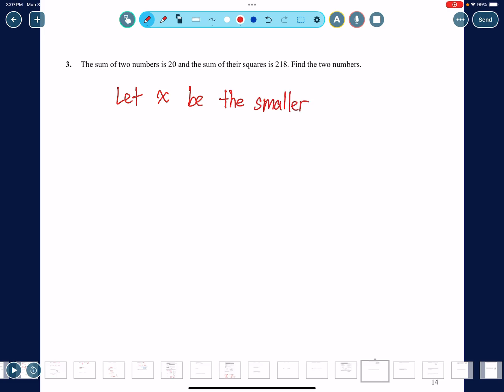Unless they're the same number, which is a very low chance, there's always a smaller number and a larger number. So x is the smaller number. Now you have to figure out what the larger number is. If you think about it, the sum x plus y, where y is the larger number, equals 20. If you make y the subject, you get 20 minus x. So the larger number is 20 minus x. The remainder is the larger number.